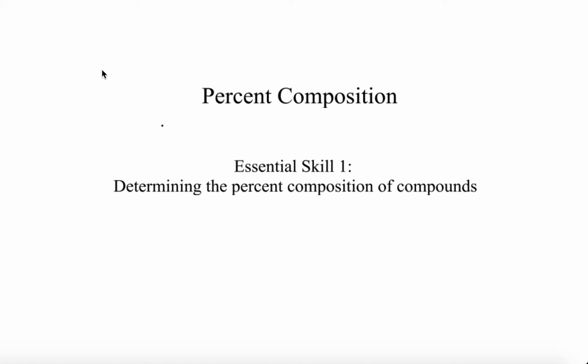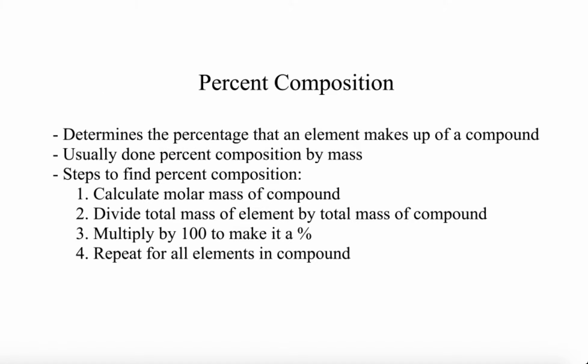Today we're going to get into what's called percent composition. So by the end of this, we want to be able to determine the percent composition of compounds. Percent composition is basically using the masses to determine what percentage an element makes out of the entire compound. This is usually done by comparing the masses of the elements to the compound.